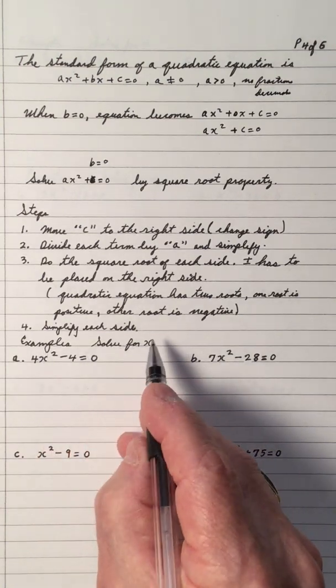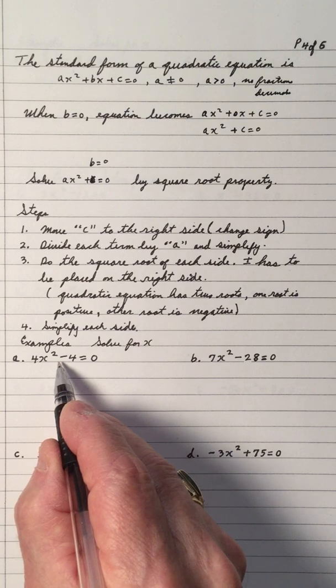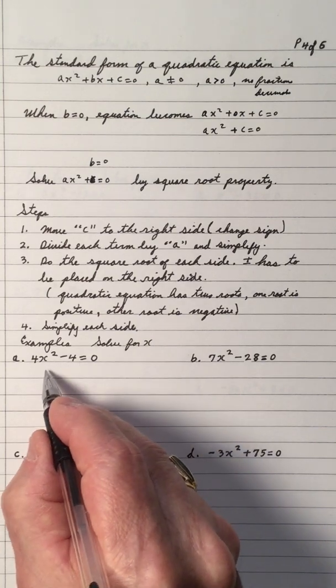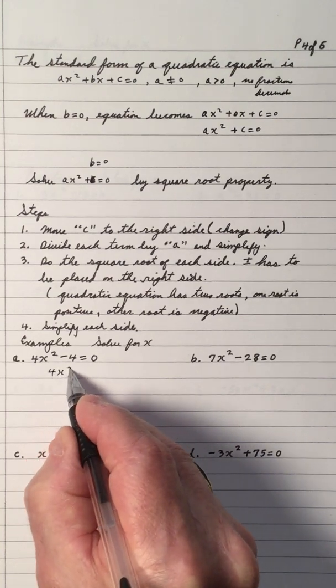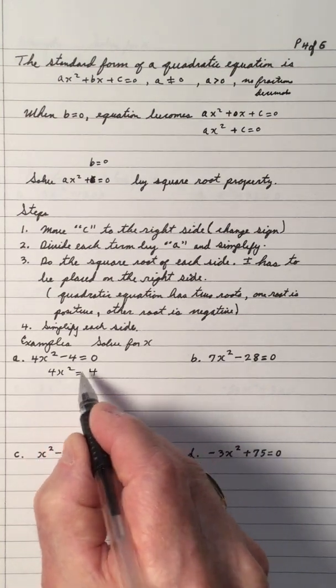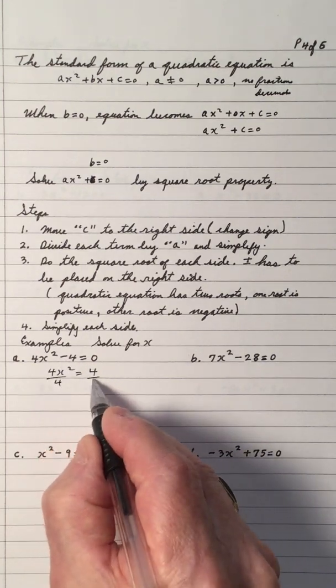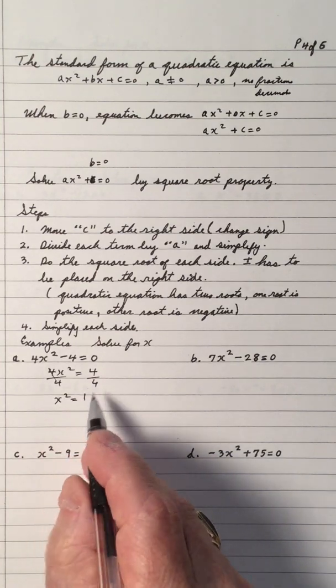So some examples. Solve for x. Notice there's no x in the middle. Because there's no x in the middle, b is 0. So we're going to solve. We're going to move the c over. So 4x squared equals 4. Minus 4 becomes plus 4. We're going to divide each side by 4. They cancel. I get x squared equals 1.